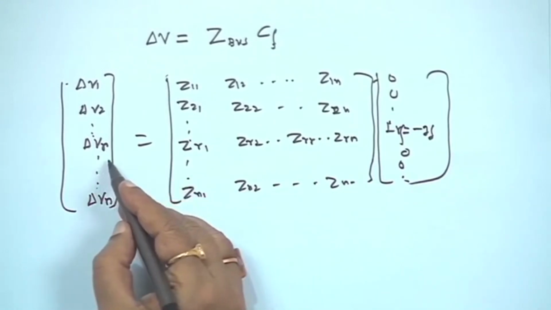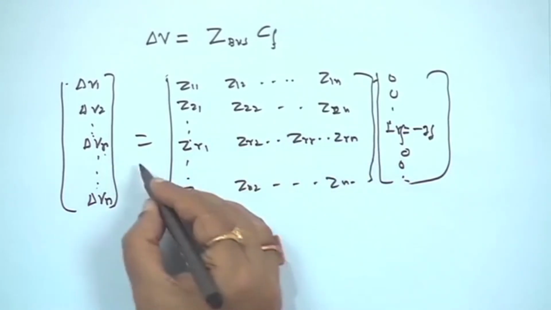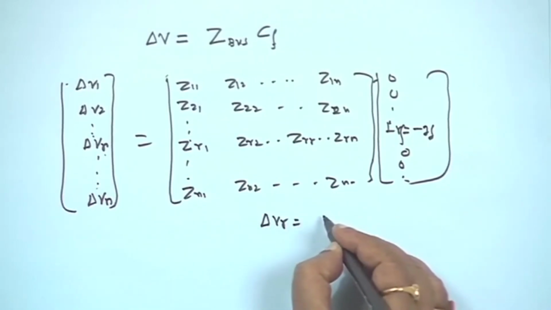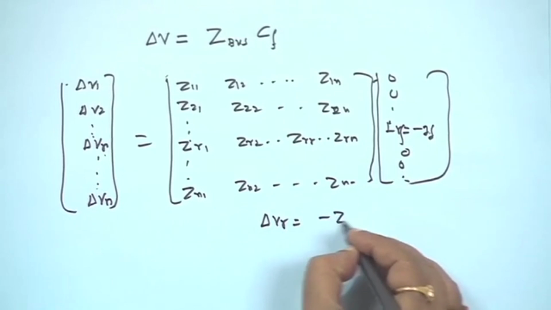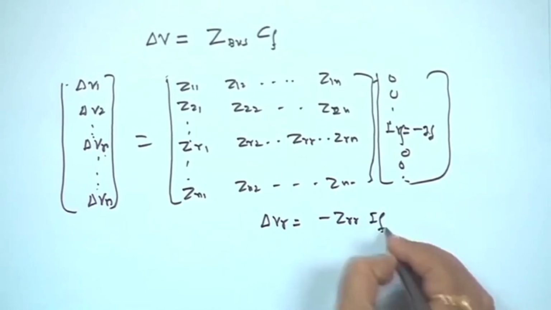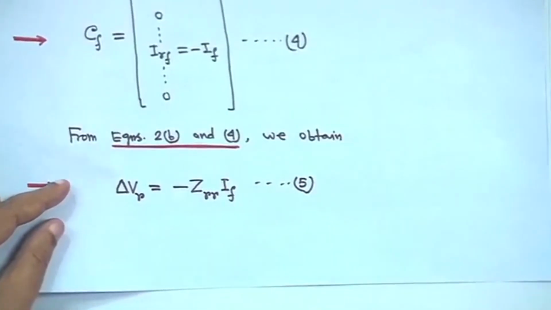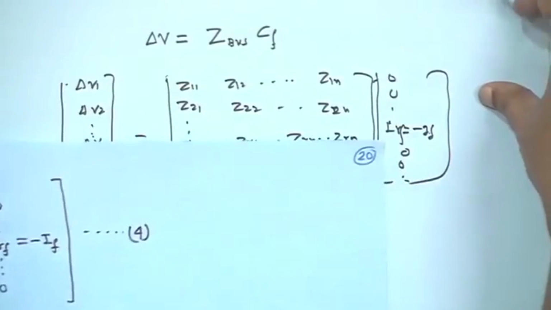So, when you take this, only delta VR will survive, and it is minus IF. So, minus ZRR into IF, right. That is why you are writing delta VR is equal to minus ZRR into IF. This is equation 5, right.